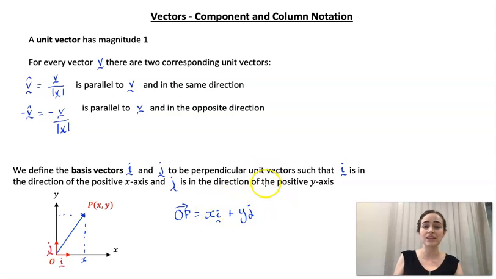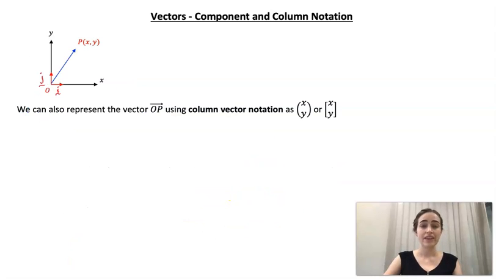Like we said, this is called component notation. The other notation that we're talking about today is column notation for vectors. The vector OP can also be represented using column vector notation as (x, y) stacked in a column. It doesn't matter whether we have the curved brackets or the square brackets. Either of those is fine. I usually tend to go with the square brackets, because I feel like the curved brackets can get confused with our notation when we're talking about combinatorics. So when I'm talking vectors, I usually use square brackets instead.